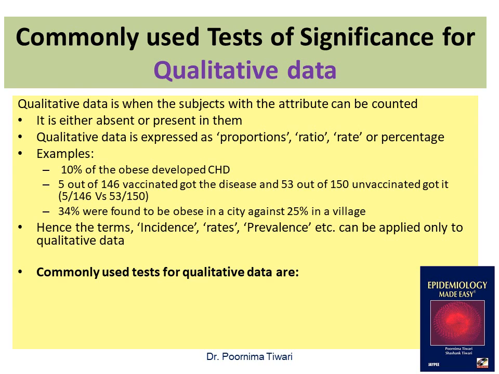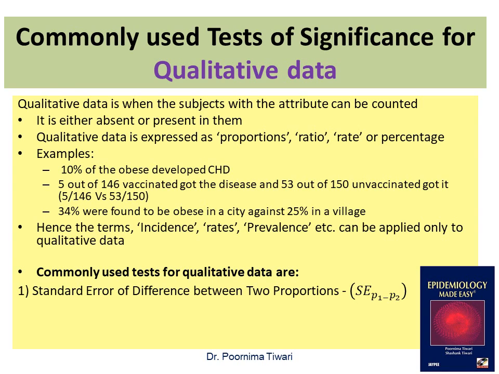And the commonly used tests for qualitative data are the standard error of difference between two proportions, abbreviated as given in front of it, and the chi-square test. Remember, we are talking about the commonly used tests.